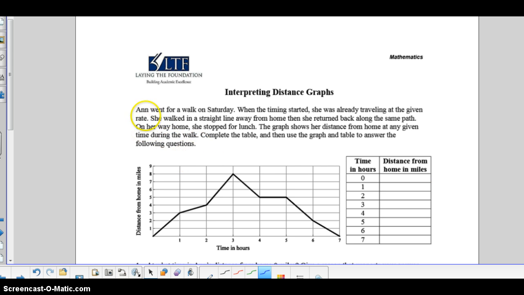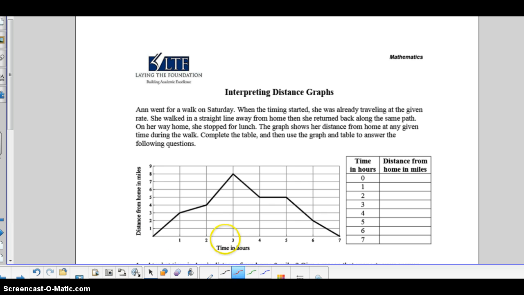In this problem, it says, Anne went for a walk on Saturday. When the timing started, she was already traveling at the given rate. She walked in a straight line, away from home. Then she returned back home along the same path. On her way home, she stopped for lunch. The graph shows her distance from home at any given time during the walk. Complete the table and then use the graph and table to answer the following questions.